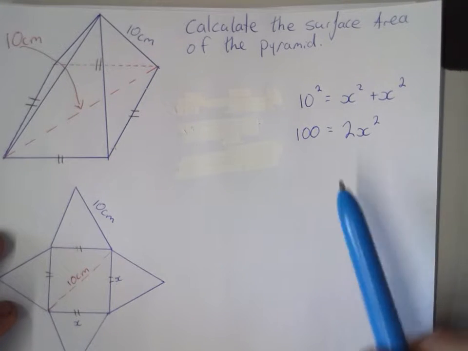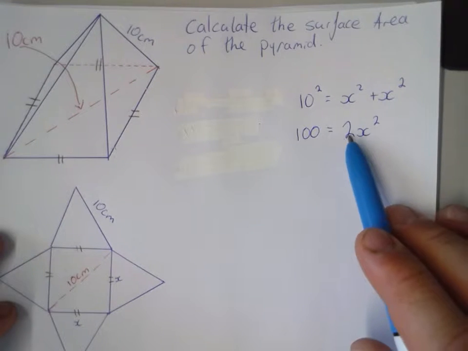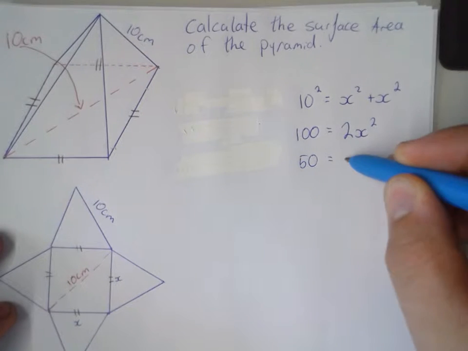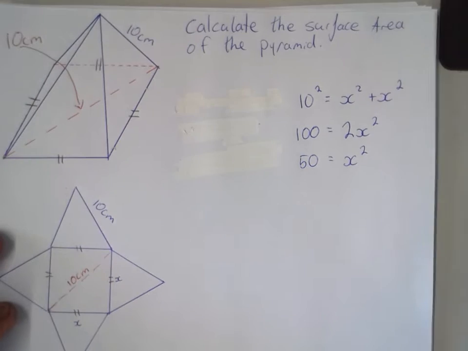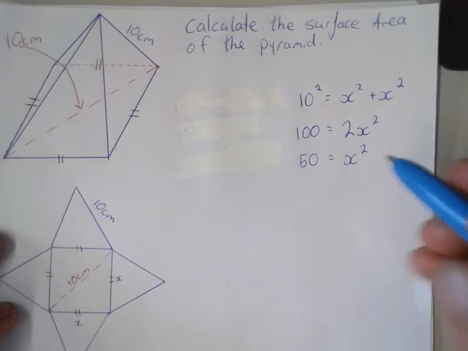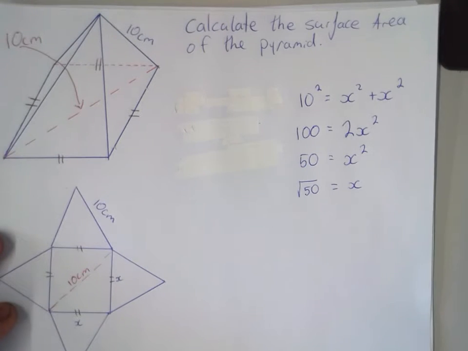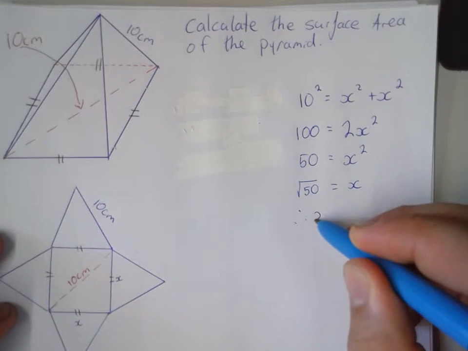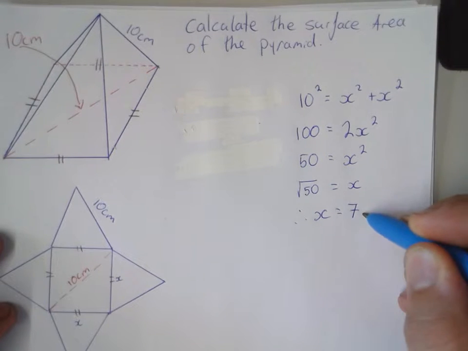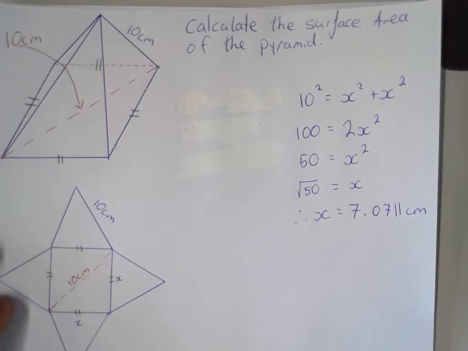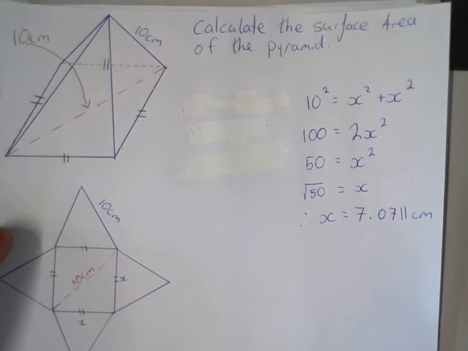Now if I divide both sides by 2, I'm going to get 50 is equal to x squared. To get x just by itself, I need to take the square root of both sides. So the square root of 50 is equal to x. If you put that into your calculator, you get x is approximately 7.0711. You'll see I'm going to about 4 to 5 decimal places with most of these. We don't want to round too early. When we start rounding too early, that's when we start making errors in our final solution.